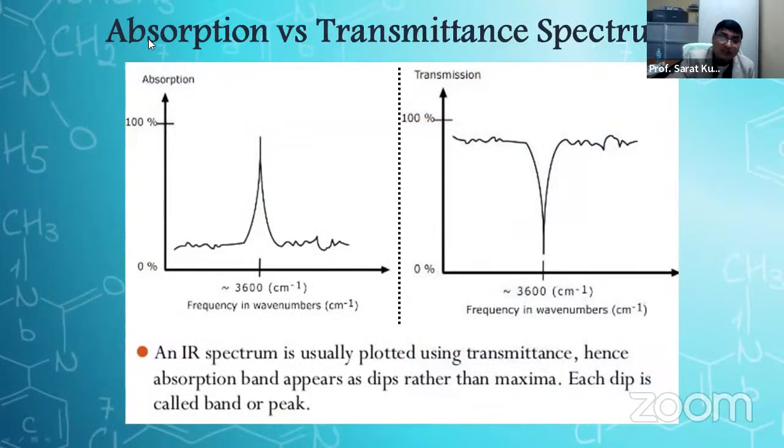You can have the absorption mode and the transmittance spectrum mode. In absorption mode there is a peak towards the top, and in transmittance the peak is towards the bottom. That depends on the setting. An IR spectrum is usually plotted using transmittance, and absorption bands appear as dips rather than maxima. We can say the band is in the form of a dip, but you can also take the absorption spectrum.